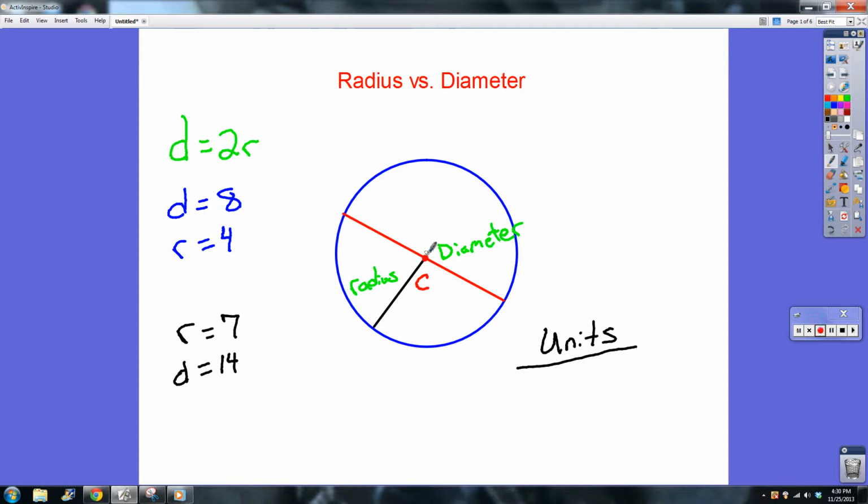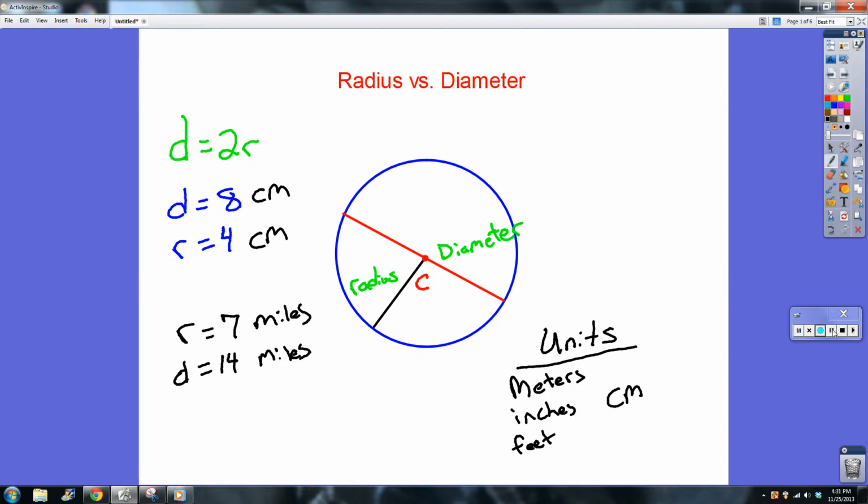Now, let's talk for a moment about units of measure. The radius is a distance. The diameter is a distance. So think about a few distance measurements. It could be meters. It could be inches. It could be feet. It could be centimeters. Any of these are units that would be used to measure the radius and the diameter. So let's just say the diameter here is 8 centimeters. That would make this radius 4 centimeters. Let's make this radius 7, I'll get creative here, 7 miles. The diameter is 14 miles. I guess it's not too creative, but you get the idea.